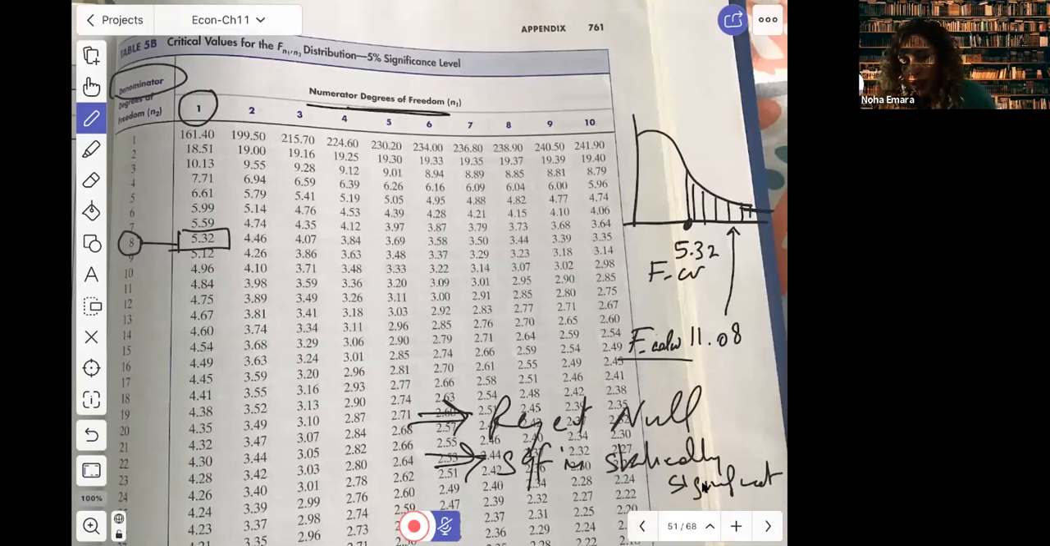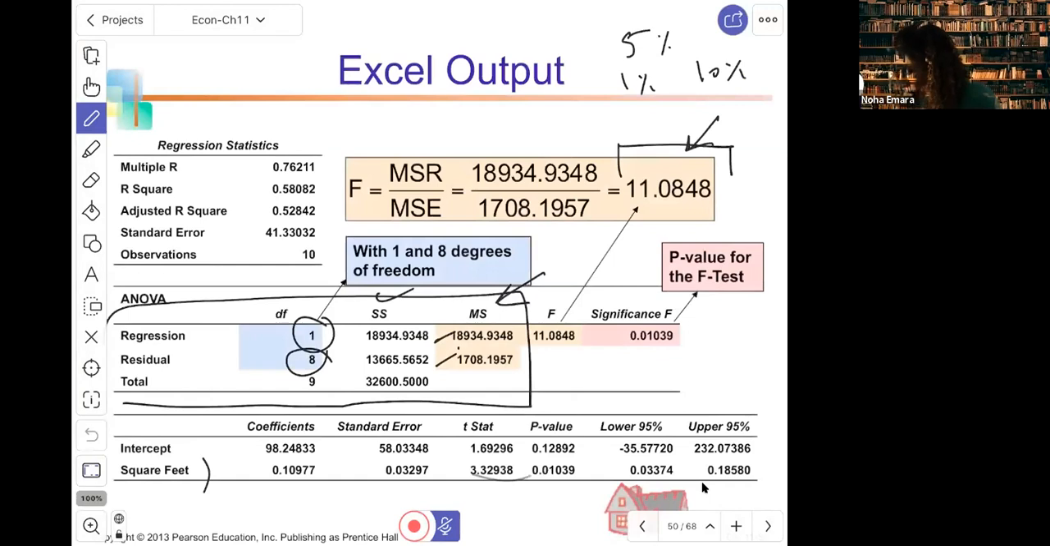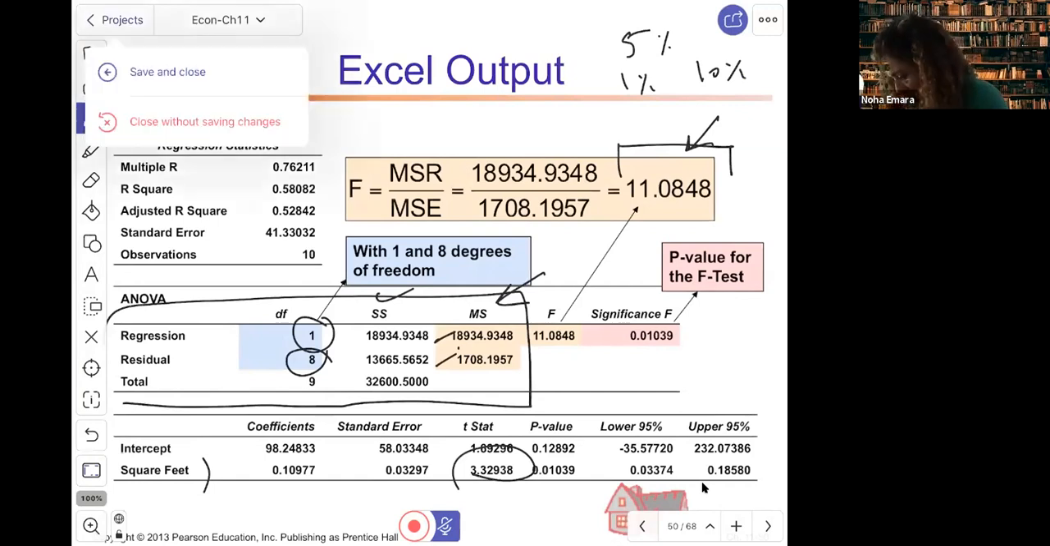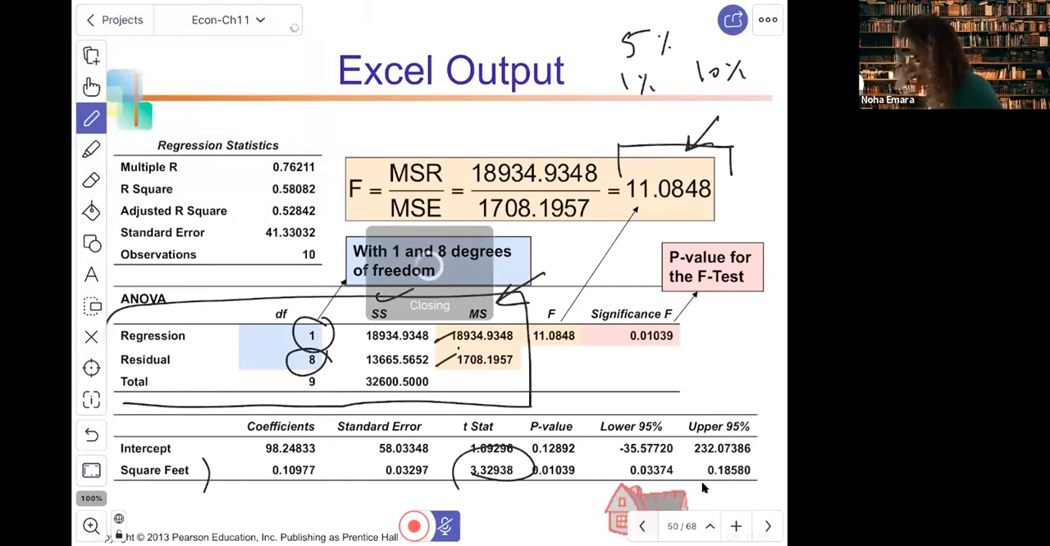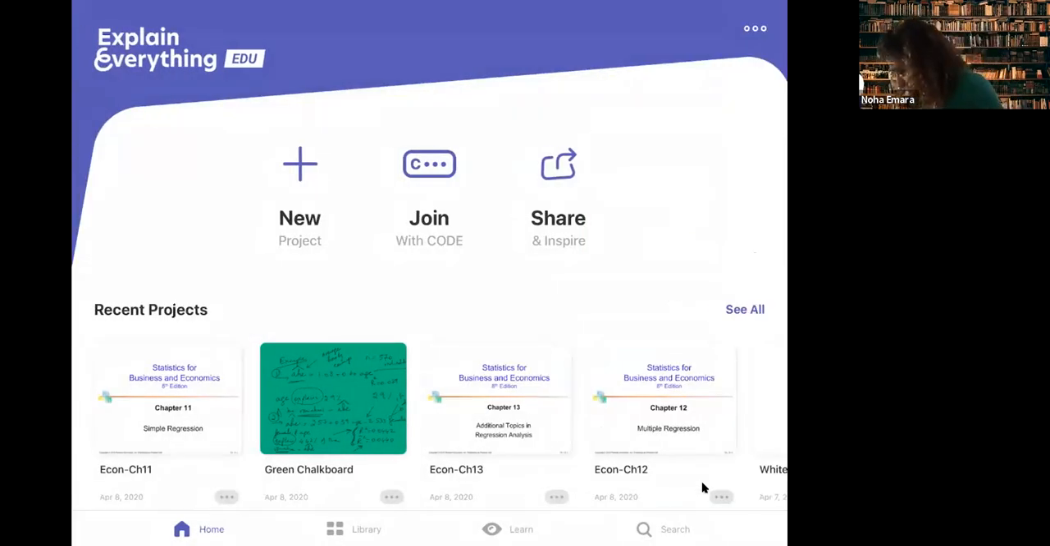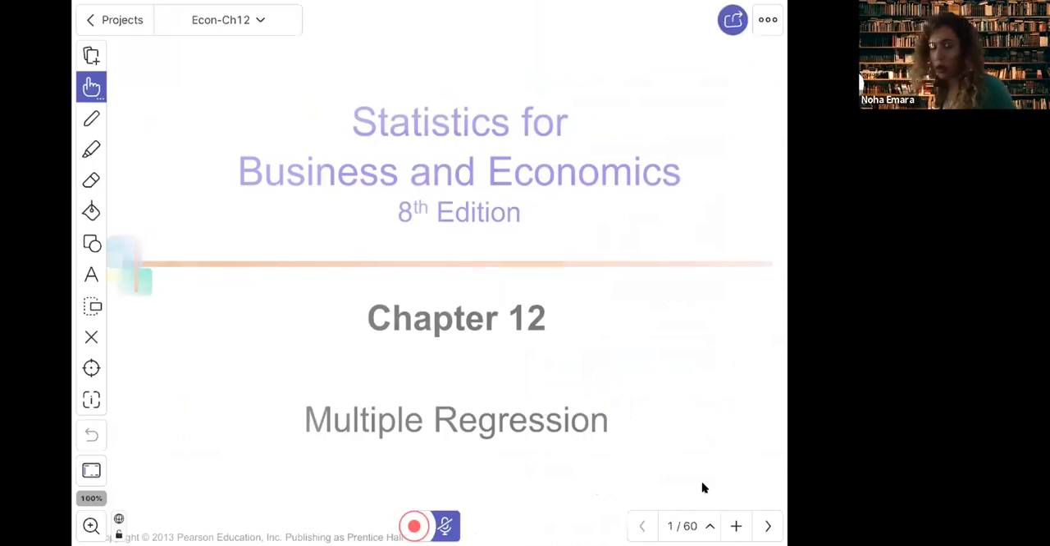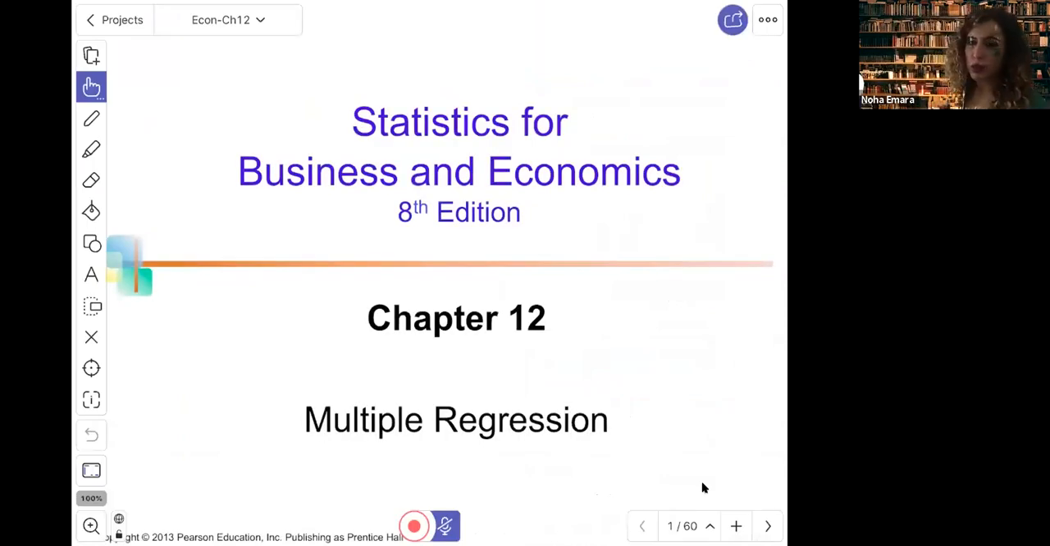Again, this one is of less importance because I just have one X, right? I can always just follow the T statistic. But the F is very useful when I have more than one X. So let me show you in chapter 12, okay? So close without saving. When I go to chapter 12, I'm going to show you a multi-regression, and a multi-regression is actually more useful. I'm going to see an F that is more useful than the one I just showed you.